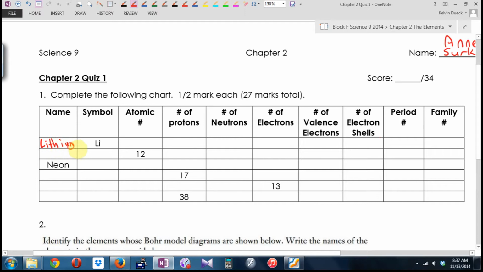Lithium. I know it's atomic number 3. That one I've actually got memorized. I know it has 3 protons. Neutrons, well, its mass is 7, so it's got 4 neutrons. How many electrons? 3.